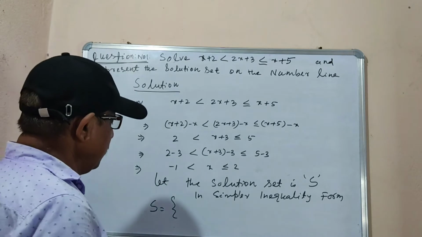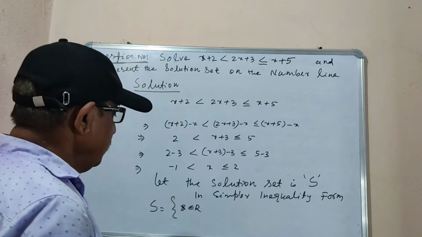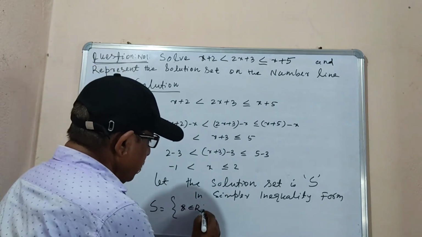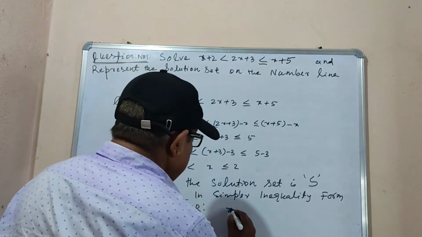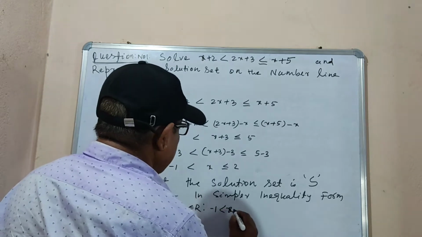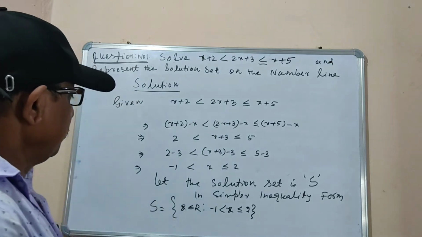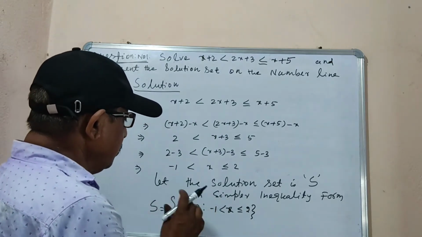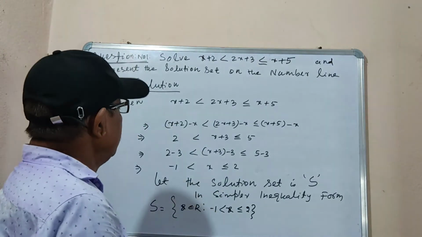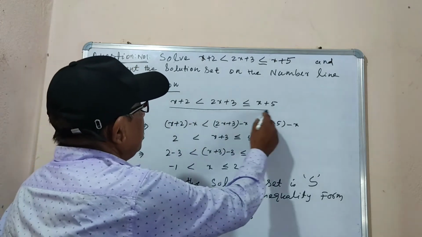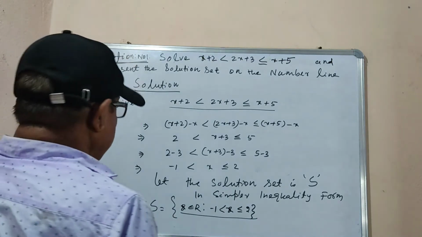The set of solutions, you write small x, x belongs to R, the set of real numbers, such that x is greater than minus 1 and less than or equal to plus 2. The set of values of x that are greater than minus 1 and less than or equal to plus 2 are the solution of this inequality. This is the first answer.